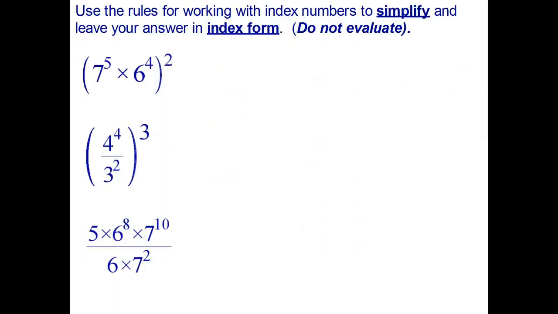Okay, now I'd like you to try these 3 questions on your own. So pause the video, have a go, and once you've finished, start the video and you can check your answers.